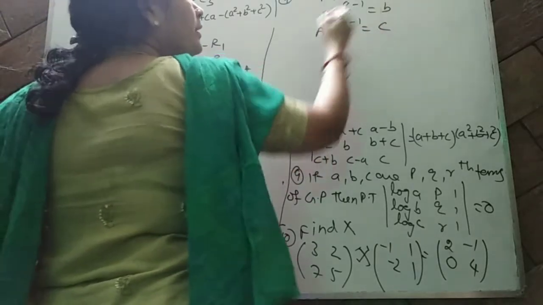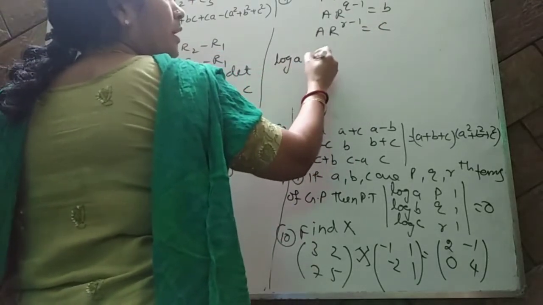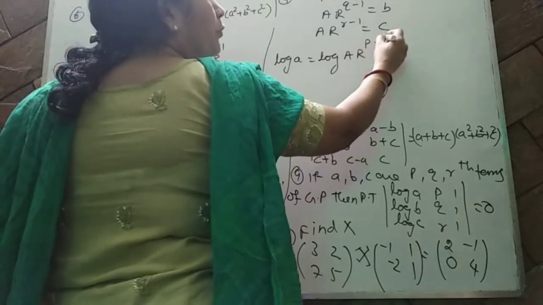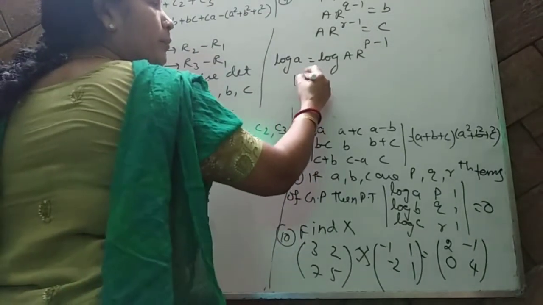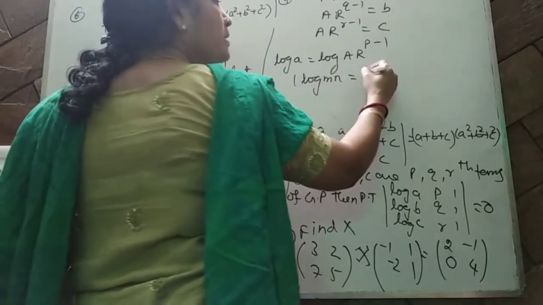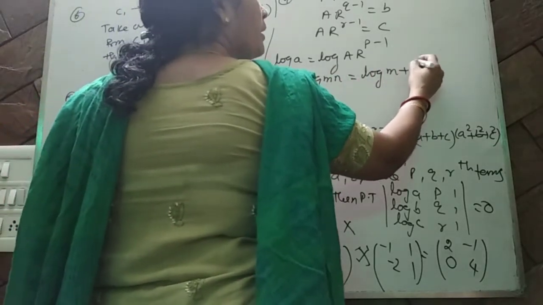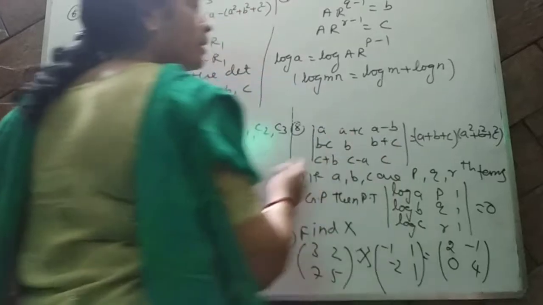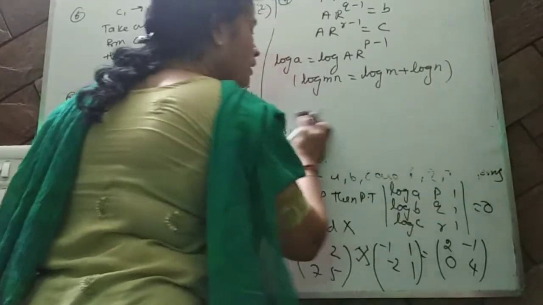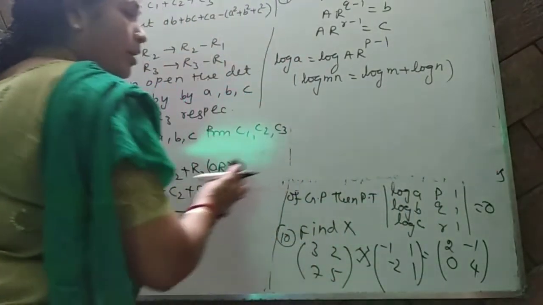Now you have to do one thing: take log. Log A equal to log. I don't know whether you know this formula or not. Log M into N equal to, what is the formula? We will see this formula in the next exercise. Log M plus log N. Note down this formula, everybody. Log MN equals log M plus log N.